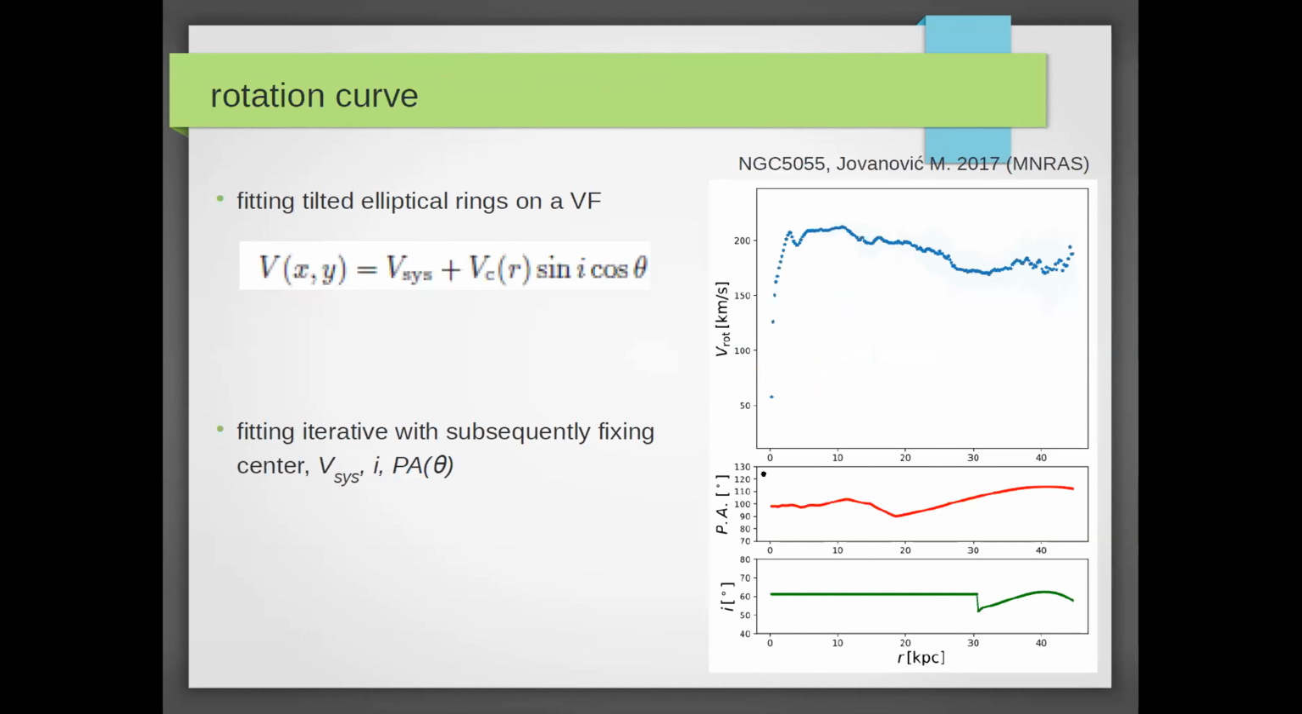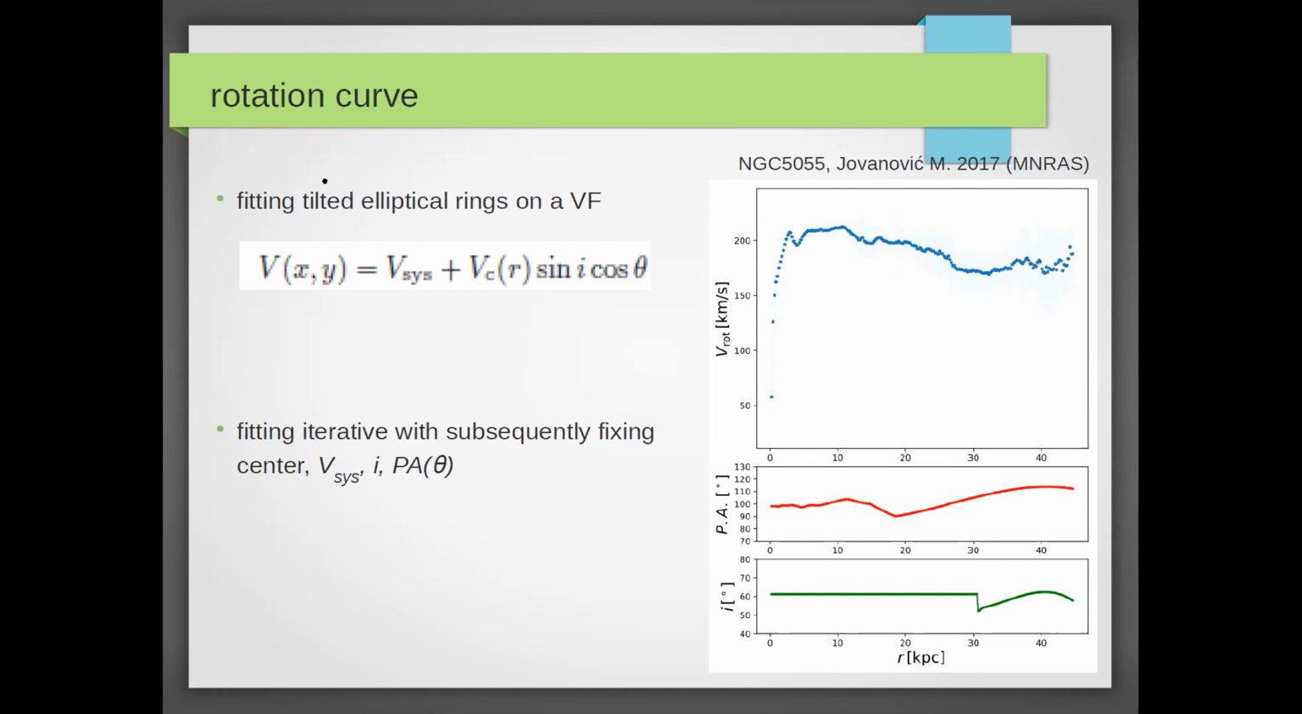So the first part of our task was deriving these rotation curves. This is an example of one rotation curve. And how do we do that? By fitting this expression. It's a little bit more complicated, but this is basically it. Fitting this expression to an observed or derived velocity field. So it's not just fitting in one go, but it's done iteratively.